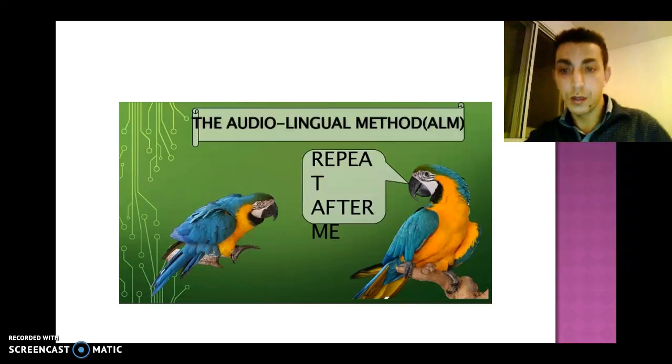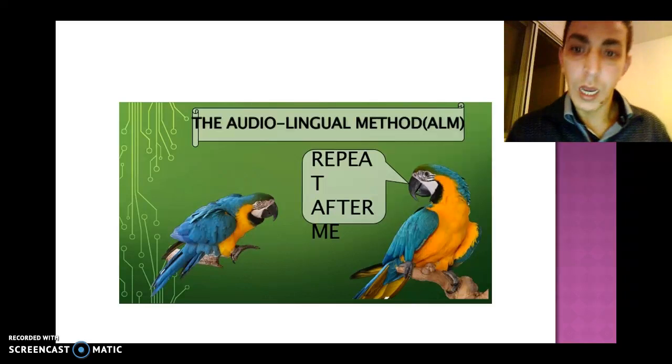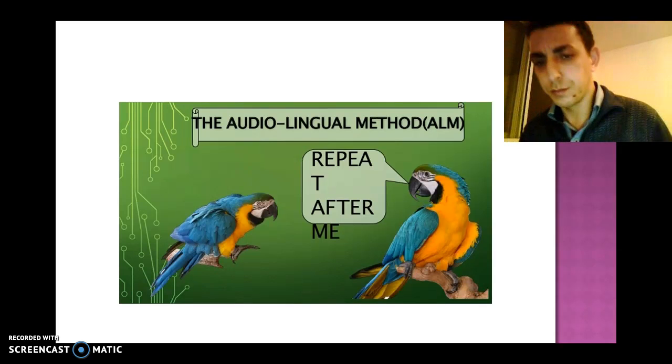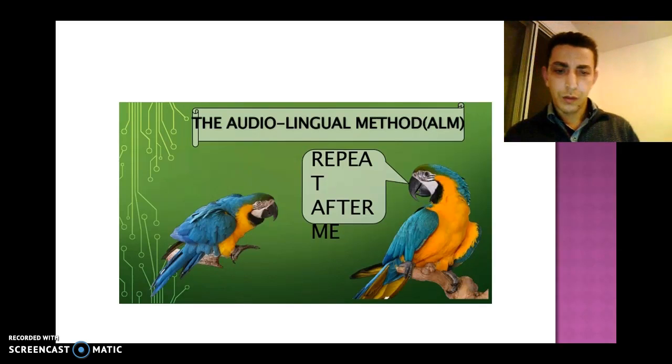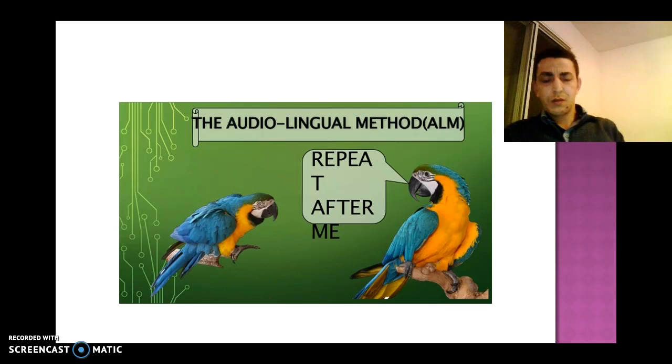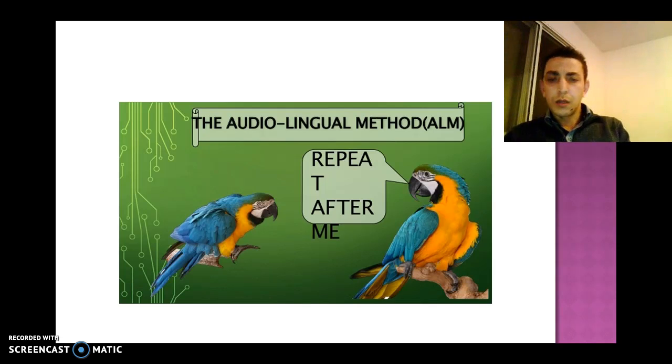Today's presentation is about the audio-lingual method. As you can see from the first photo in my presentation, there are two parrots, and repeat after me. So the first thing that we can understand is that it's about repetition. So, let's discover together what the audio-lingual method is.